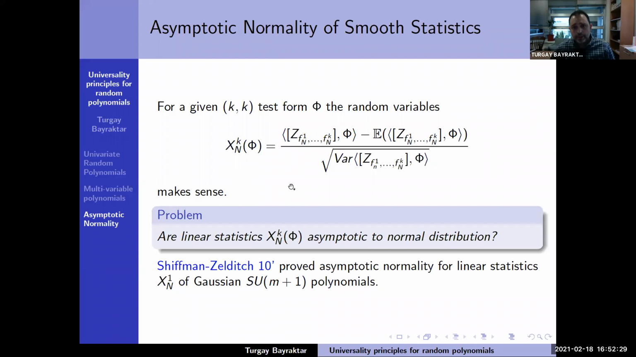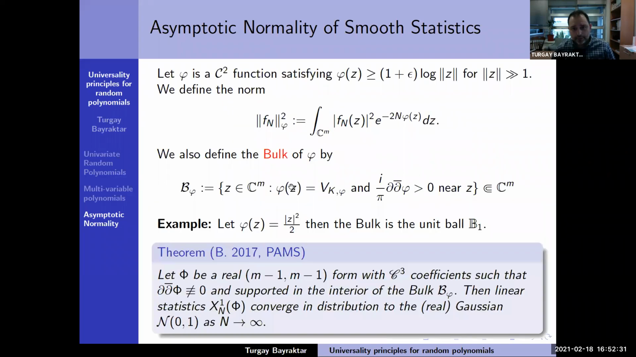That's the question. But in order to explain the result, we need some terminology. Remember, I was choosing a K and a weight function to define my inner product. Here, I take K to be all of C^m.